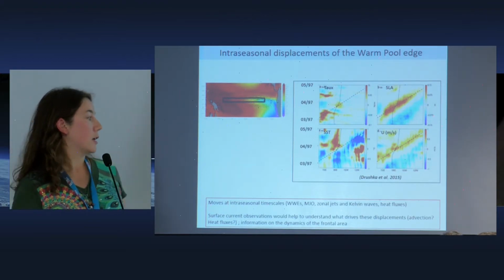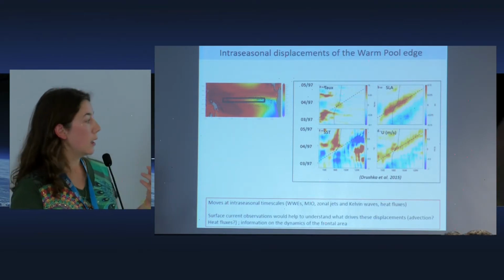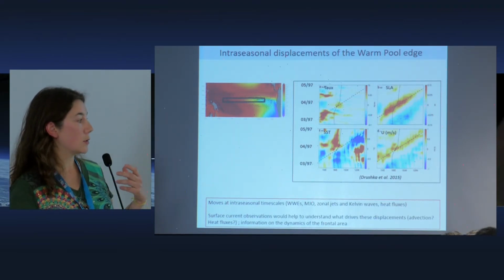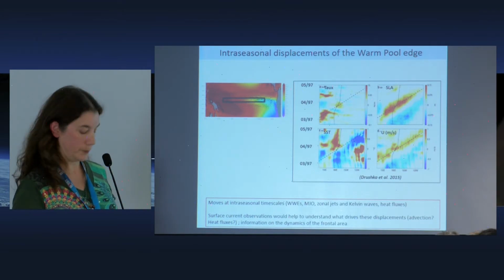So surface current observation would help to understand what drives this displacement, which is key at intraseasonal timescales. They would give access to advection, and so we could infer the contribution of heat fluxes.